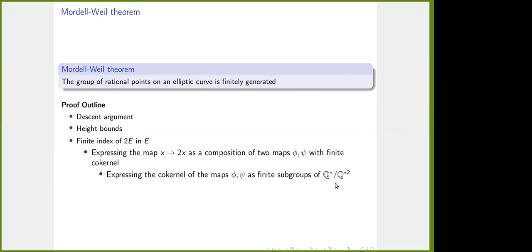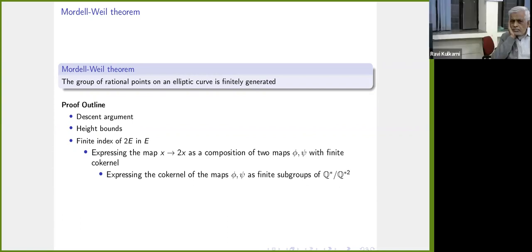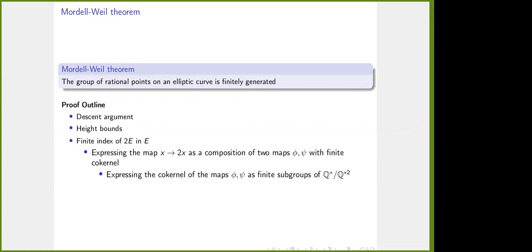So can you repeat your question again? Sorry. Q star means non-zero rationals. Yes, exactly. Q star is non-zero rationals, non-zero rationals modulo the squares.